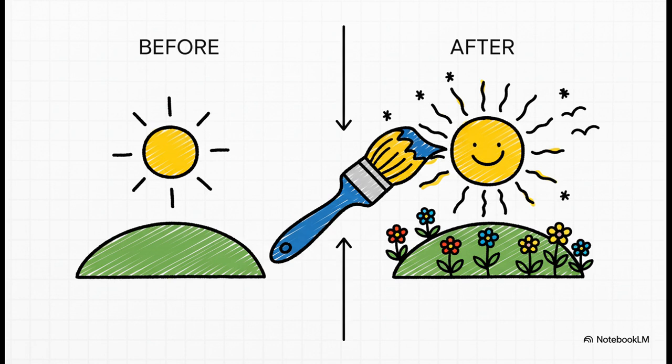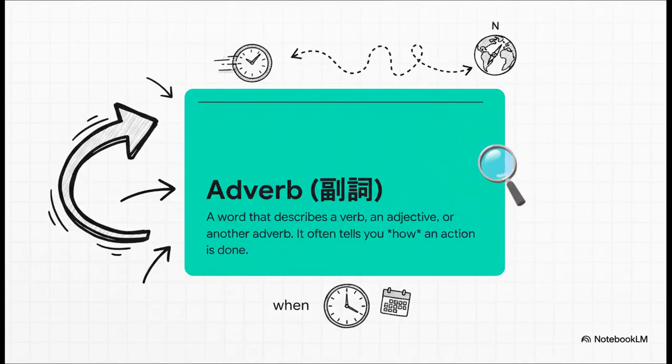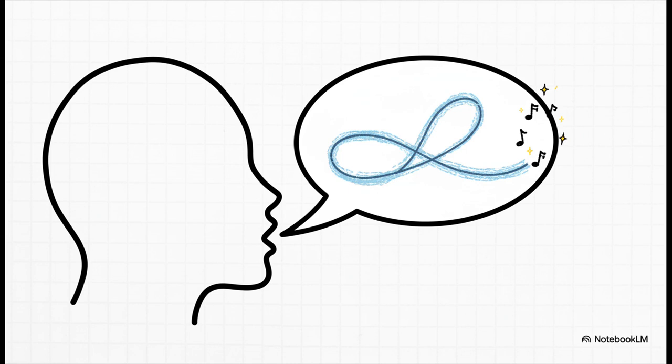It paints a picture. Now, what about adverbs? Well, if adjectives describe our nouns, adverbs describe our verbs. They tell us how, when, or where an action is happening. They give us the specifics. For example, she speaks English fluently. It's not just that she speaks, it's how she speaks. That one word, fluently, gives us so much more information about the action.